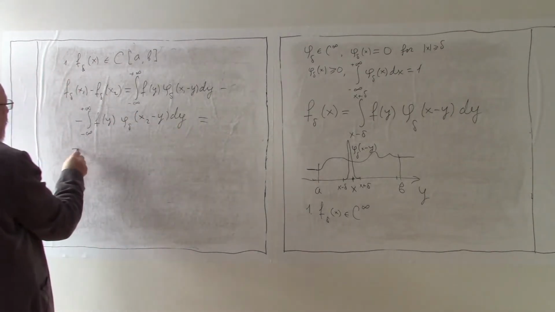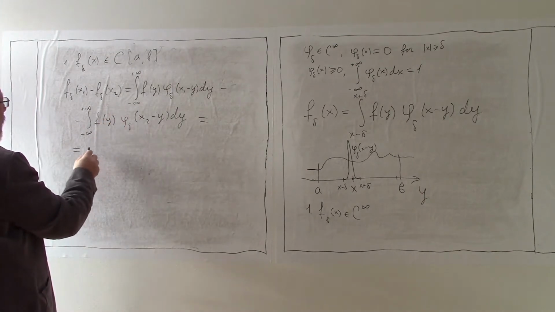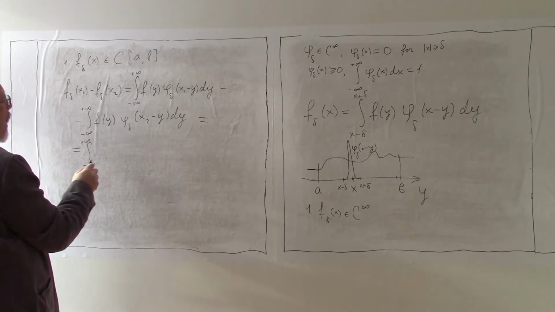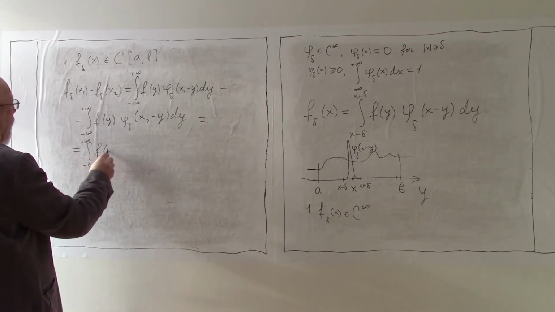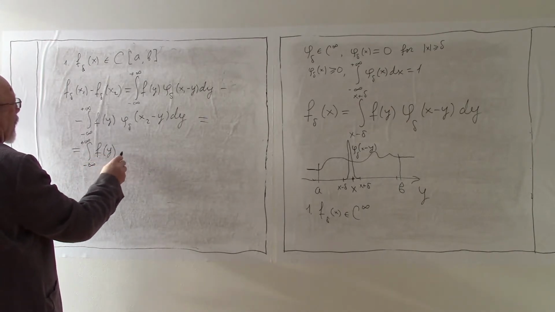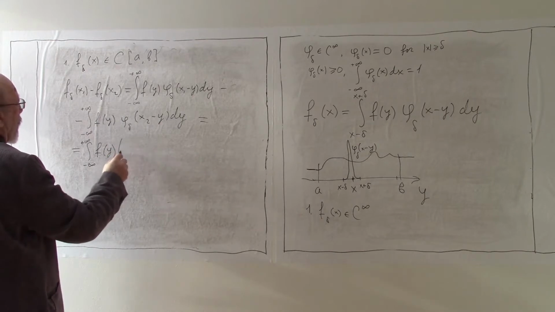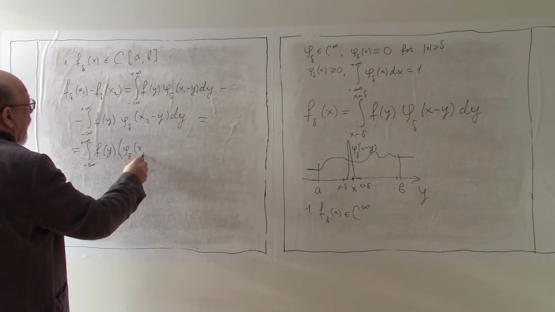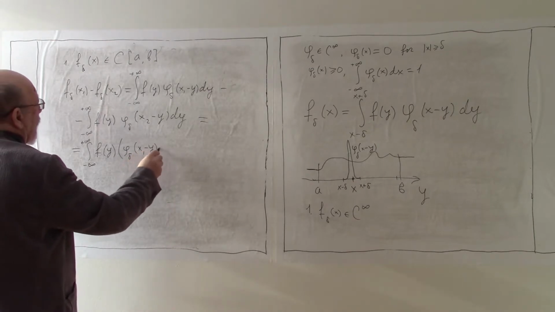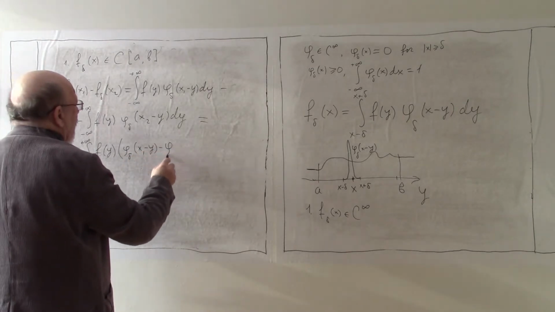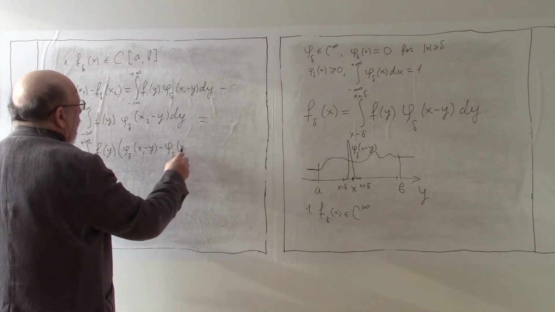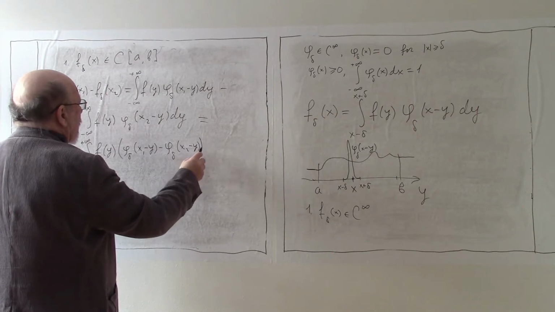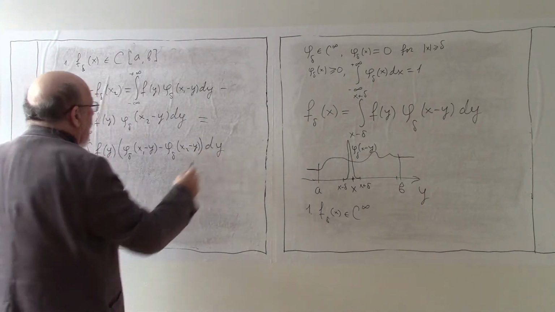Okay, let us bring it under one integral. The integral of f of y times phi delta of x1 minus y minus phi delta of x2 minus y, dy.